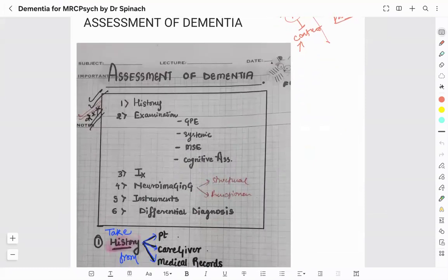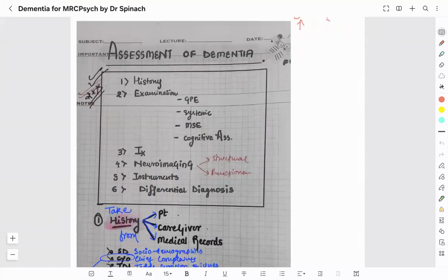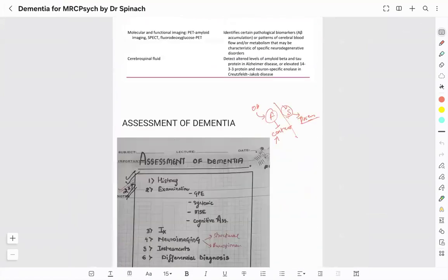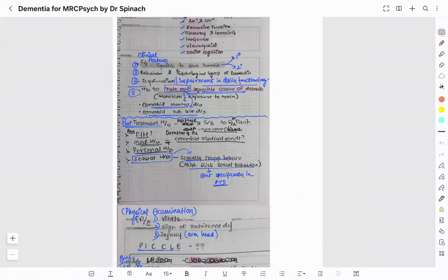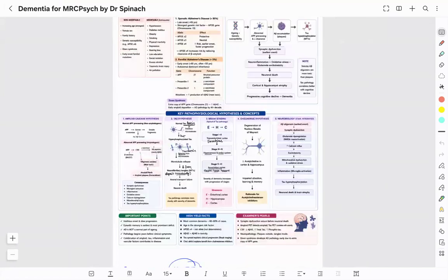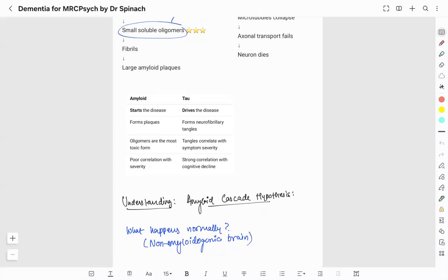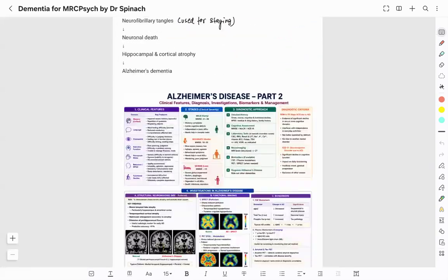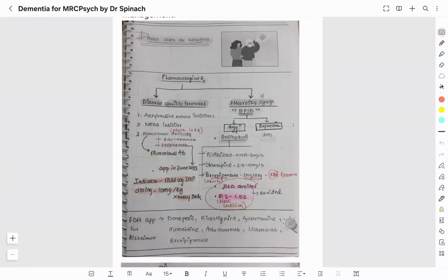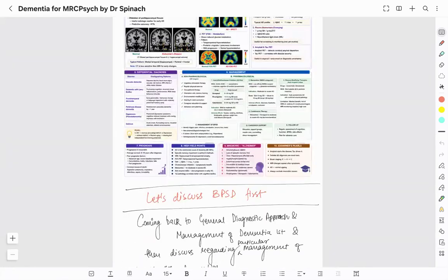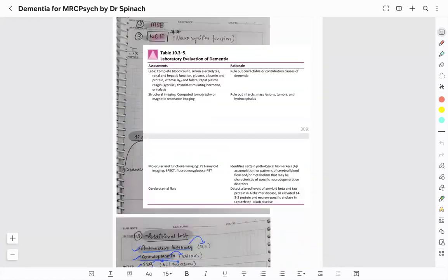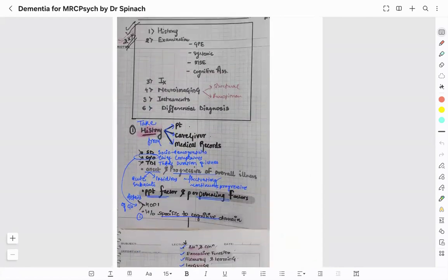Okay, so assessment of dementia. So this is something I have put in between. Not actually in between. Okay, so we'll discuss assessment of dementia, and then we will go on to see this part, diagnostic approach, and management, and then we'll look into Alzheimer's, like we'll see how it goes.